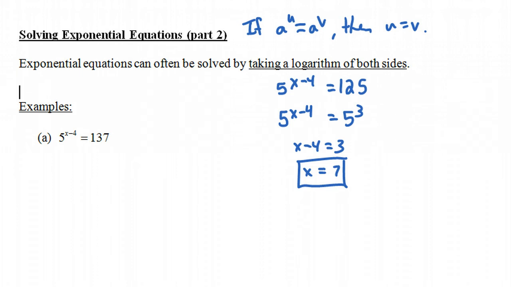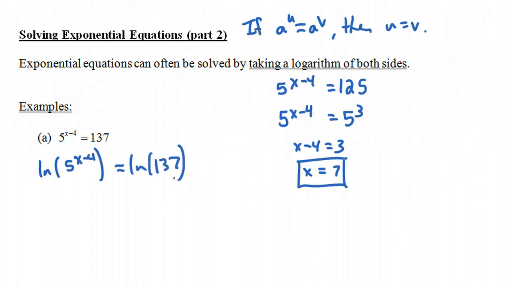Another good choice for this would be log base 5. Take log base 5 of both sides, and the reason 5 works well is because 5 is the base here. But really, you can take log base whatever you want of both sides. Let's just do natural log of both sides. Natural log of 5 to the x minus 4 is equal to natural log of 137.